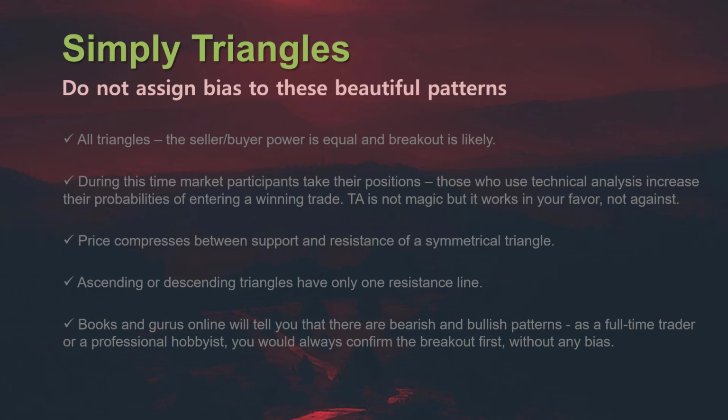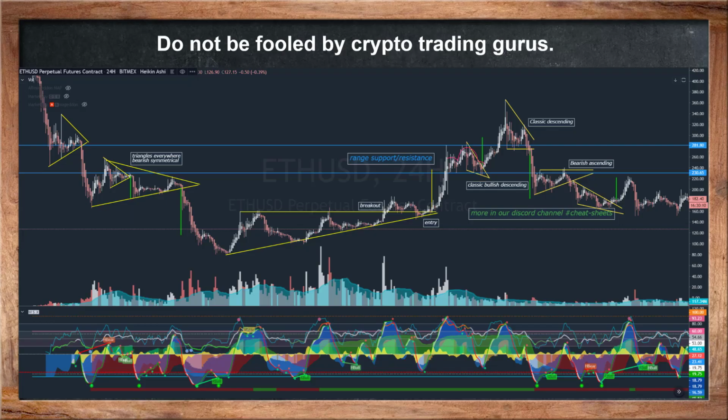The books and the gurus online will tell you that there are bearish and bullish patterns, and as I just mentioned, as a full-time trader or professional hobbyist, you would always confirm the breakout first without any bias. And so while you're looking at a live chart, there is simply no way you can say whether the pattern is bullish or bearish until after the fact. So do not be fooled by crypto trading gurus.